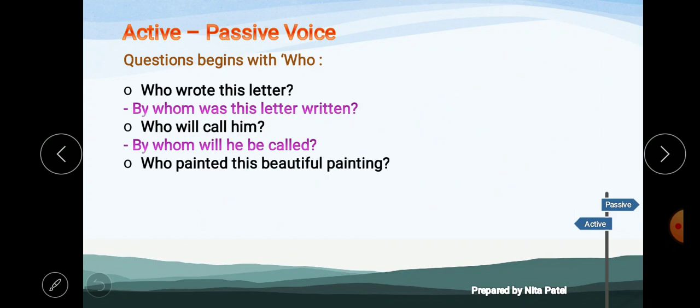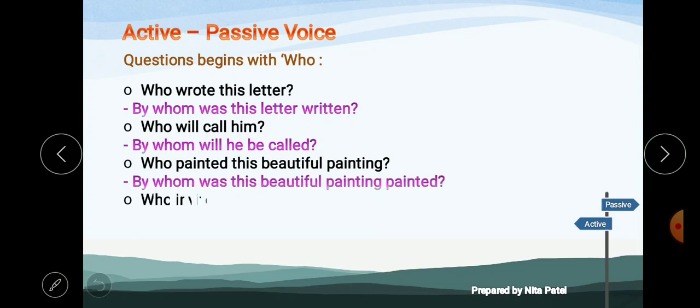Who painted this beautiful painting? By whom this? Okay, now V3, it is simple past. So by whom was or were. So here what goes with it? Was. So by whom was this beautiful painting painted? By whom was this beautiful painting painted?